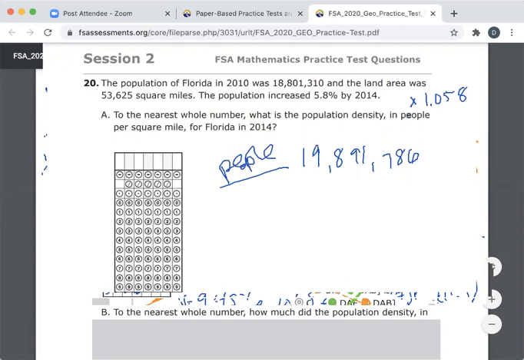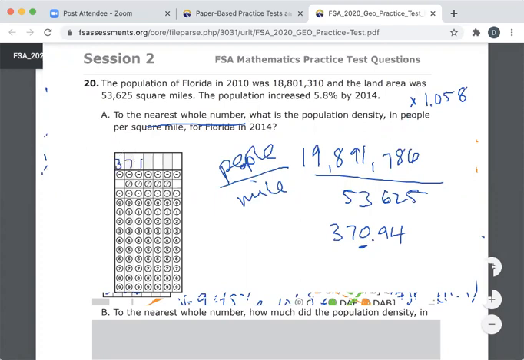This is why I teach math. Okay, people per square mile. So people over mile, we have people and mile is on the bottom. So we're going to divide by the 53,625 using the calculator. Thank goodness. 53,625. And that is 370.94. And it says to the nearest whole number, so I have to round up to the nearest whole number, which would be 371.